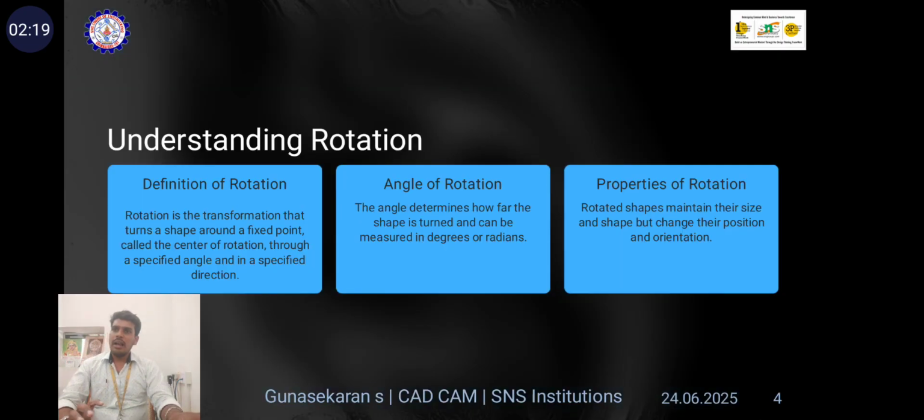Then, understanding rotation in geometry. Rotation is a transformation that turns a shape around a fixed point called the center of rotation, by a certain angle and direction like clockwise or counterclockwise. This angle is usually measured in degrees or radians. The key property of rotation is that it preserves shape and size. The rotated figure is congruent to the original, but its orientation and position may change.